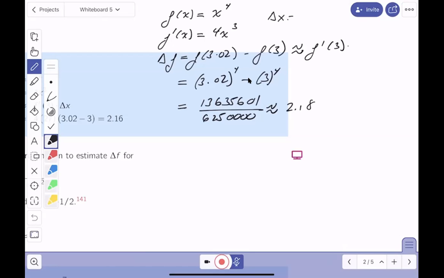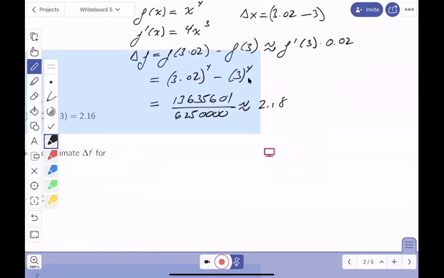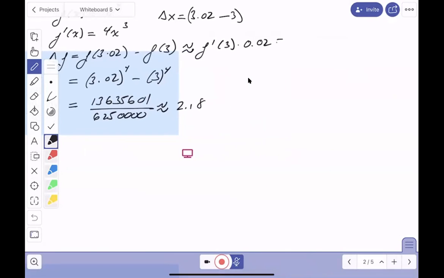What's the delta x going to be? 3.02 minus 3, which is 0.02. All right, let's do that computation. And f prime at 3 is pretty simple. What's that going to be? It's going to be 4 times, let's see, that would be 3 cubed, right? And that would be 27. 4 times 27 is going to be 108.